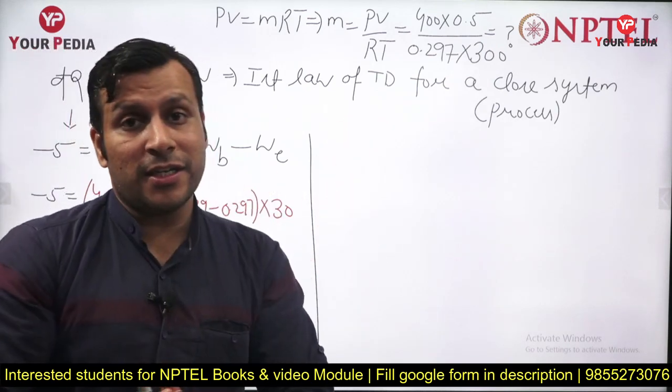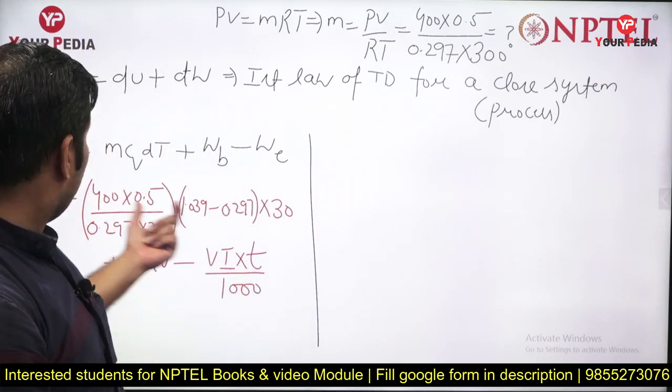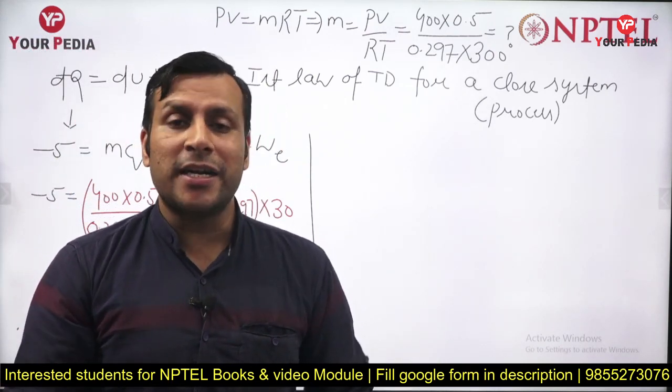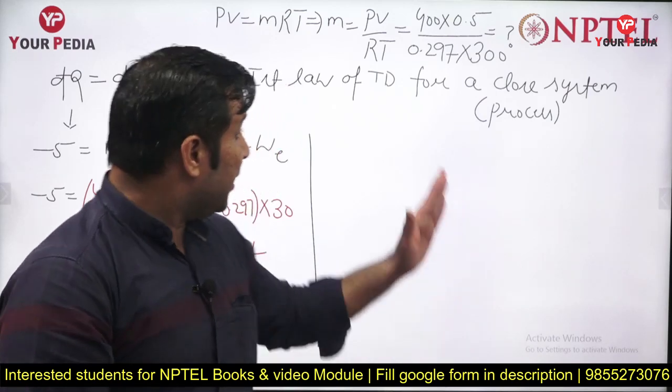You will get the change in internal energy in kilojoule only, guys. So this is kilojoule. This is also in kilojoule. In this PdV, pressure we are going to take in kilopascal only. Pressure is constant, which is 400 kilopascal. Initial volume is known to us.